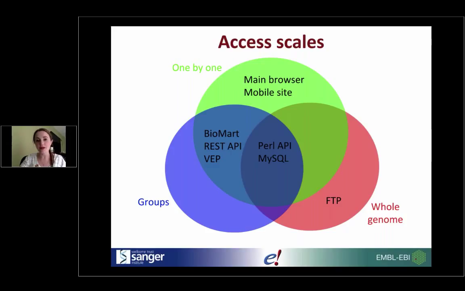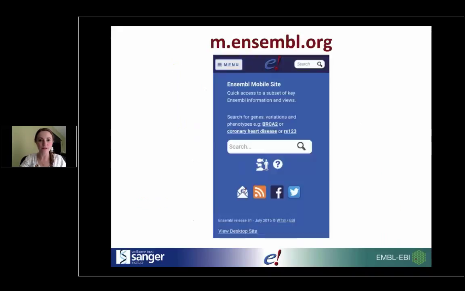So the main browser and the new mobile site are the two ways that you can really look at things one by one. If you're interested in looking at groups of data, you can use Biomart, the REST API, or the variant effect predictor, but they're also able to look at things one by one. If you're interested in looking at the whole genome, the FTP site provides whole genome data, but you can also access whole genome data via our Perl API and our MySQL server, which are also capable of looking at groups and at data in a one-by-one fashion.